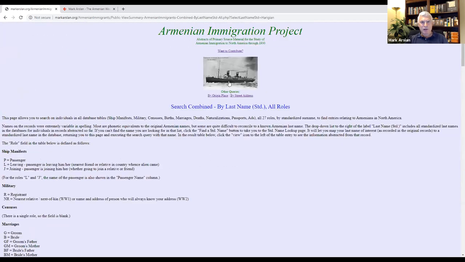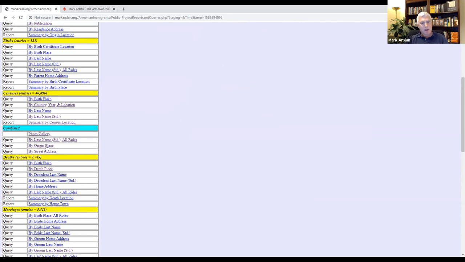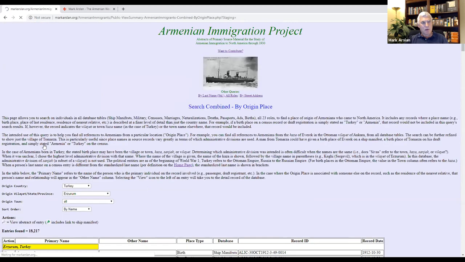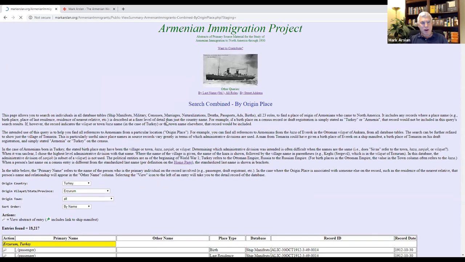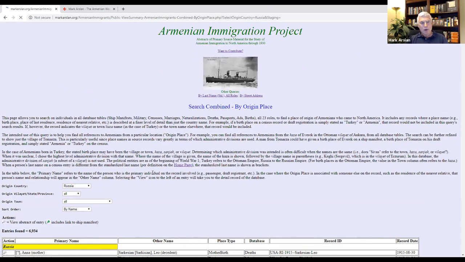Okay, so now let's go back to the original search screen by clicking the boat or the ship. Now let's say I want to search by place. It'll bring up all the places that were mentioned in any of these records that are outside the US or Canada. A lot of different countries are represented here. And those of you who came from the Russian Empire instead of the Ottoman Empire, you click on Russia, and it'll show all the different places that I found in the Russian Empire, which is now where the current country of Armenia resides.